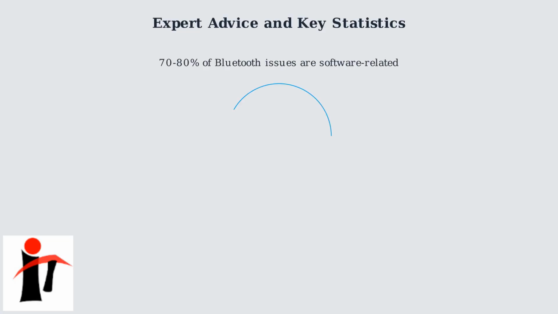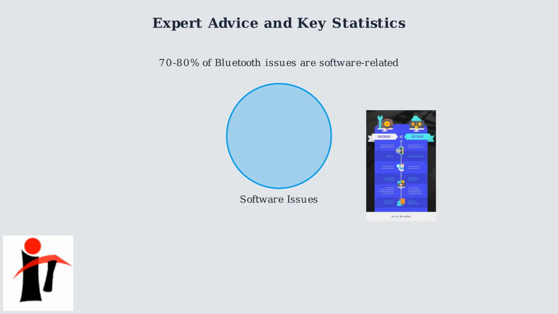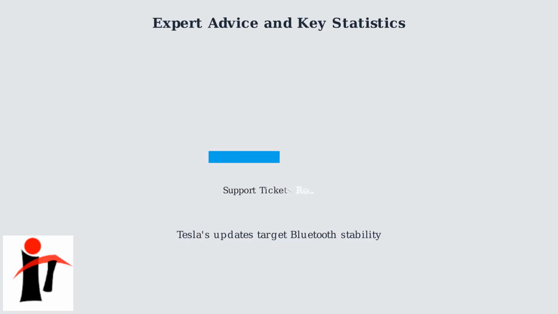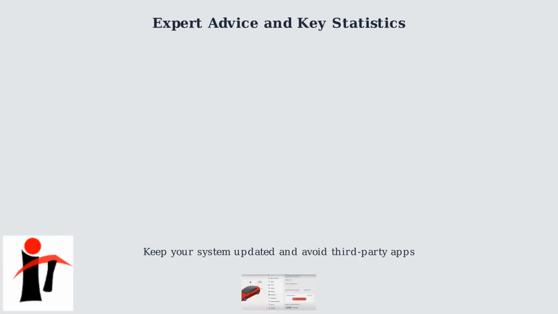Experts indicate that 70 to 80% of Bluetooth connectivity issues in Tesla Model 3 vehicles are software-related and can be resolved using the fixes we've covered. Tesla's software updates specifically target Bluetooth stability, leading to a significant reduction in support tickets, according to company data. Surveys of Tesla owners show that the majority successfully resolve their Bluetooth problems through simple reboots and device profile resets. To minimize potential Bluetooth connectivity problems, experts recommend keeping your Tesla's software system updated and avoiding the use of third-party applications that could interfere with device pairing.